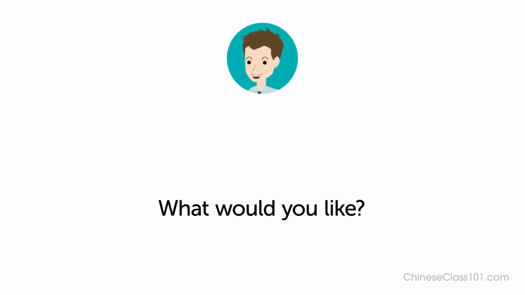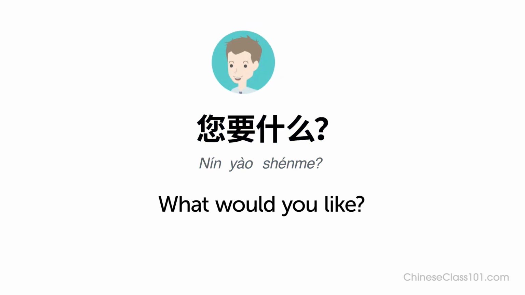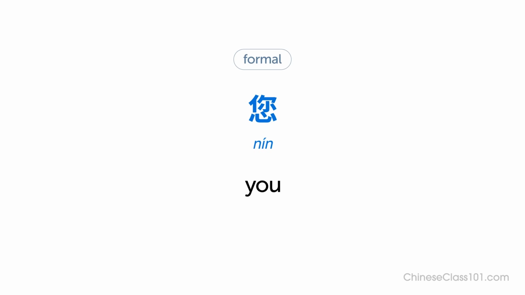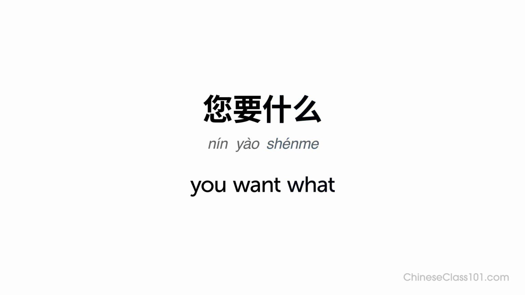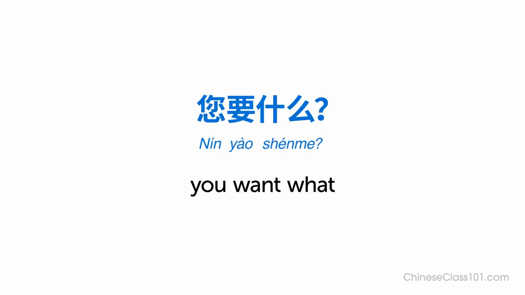Let's take a closer look at the conversation. Do you remember how the waiter says, "What would you like?" First is 您, the formal you, when addressing people of higher social status, such as seniors and customers. Next is 要, to want, or to need, but translating as would like in this context. After that is 什么? What? Together, 您要什么? Literally, you want what, but translates as, what would you like?